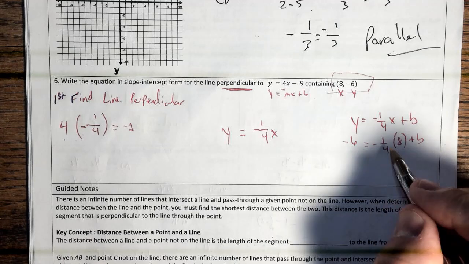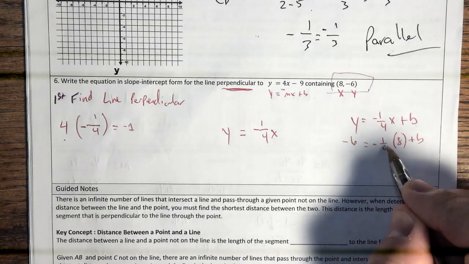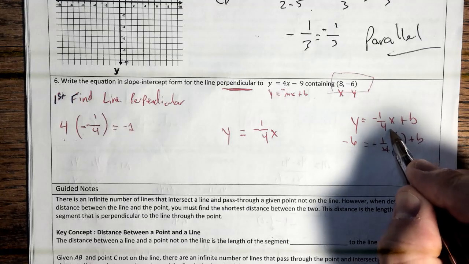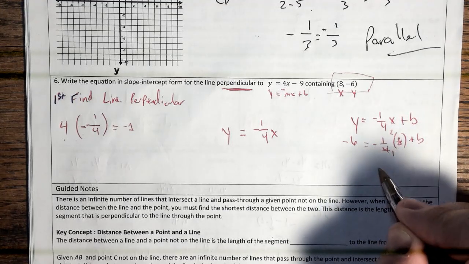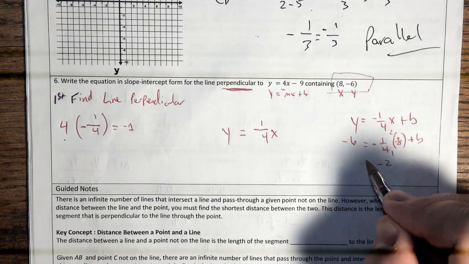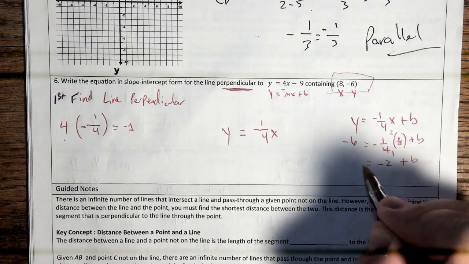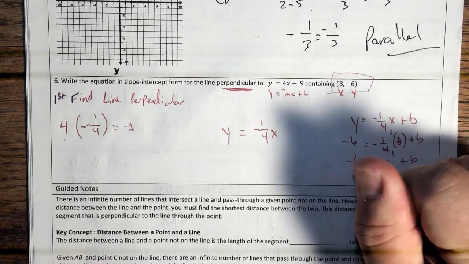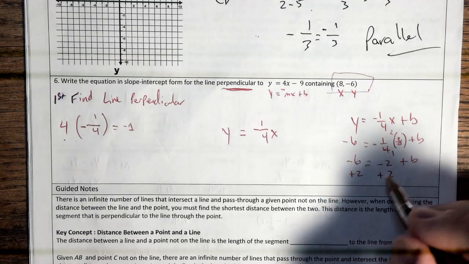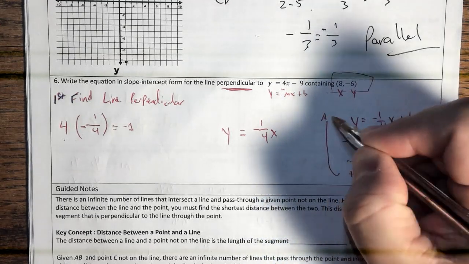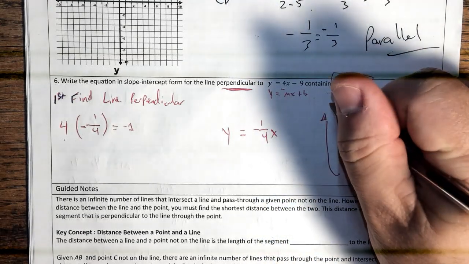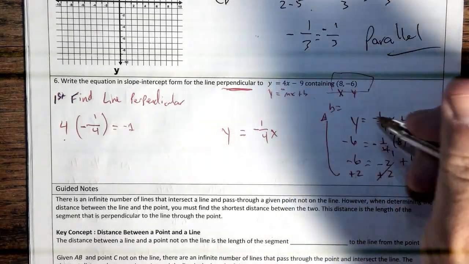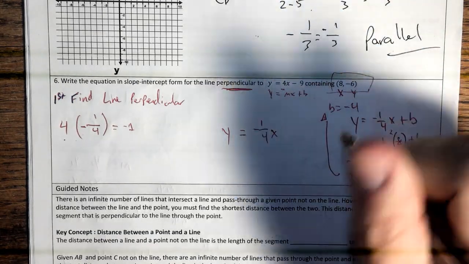Negative 1/4 times 8. Well, 4 goes into 4 one time. It goes into 8 2 times. 2 times negative 1 is negative 2. The plus b comes down. The negative 6, that's what we plugged in for y. We add 2 to both sides. So we have b equals negative 6 plus 2 is negative 4.